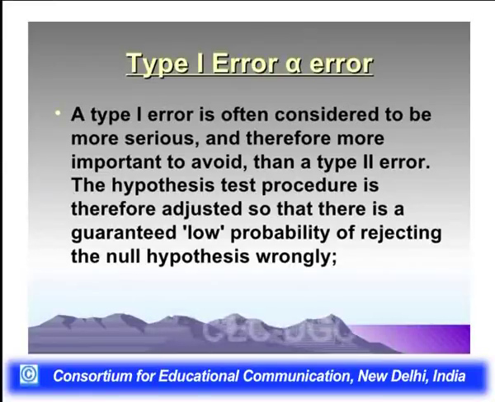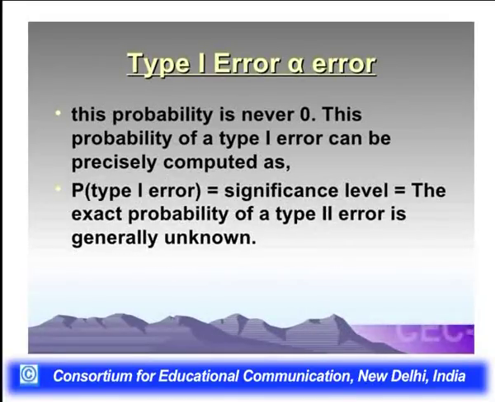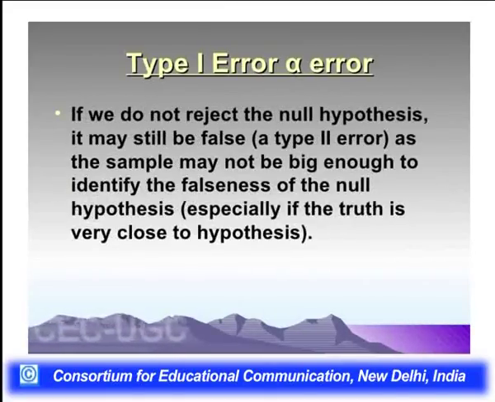Type 1 error is often considered to be more serious, as I said, and definitely should be avoided in all circumstances. But yes, a good researcher should avoid both types, type 1 and type 2 errors. Type 1 error, this probability is never 0. This probability of type 1 error can be precisely computed as P(type 1 error) is equal to the significance level. The exact probability of type 2 error is generally unknown.